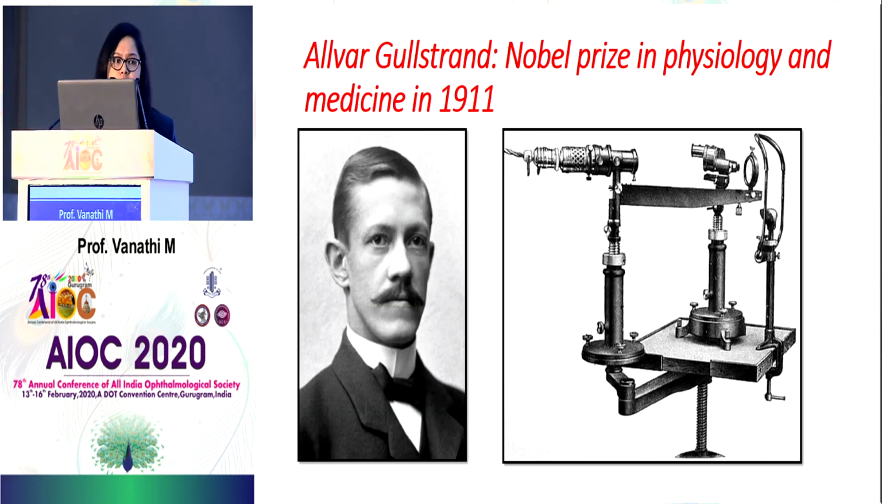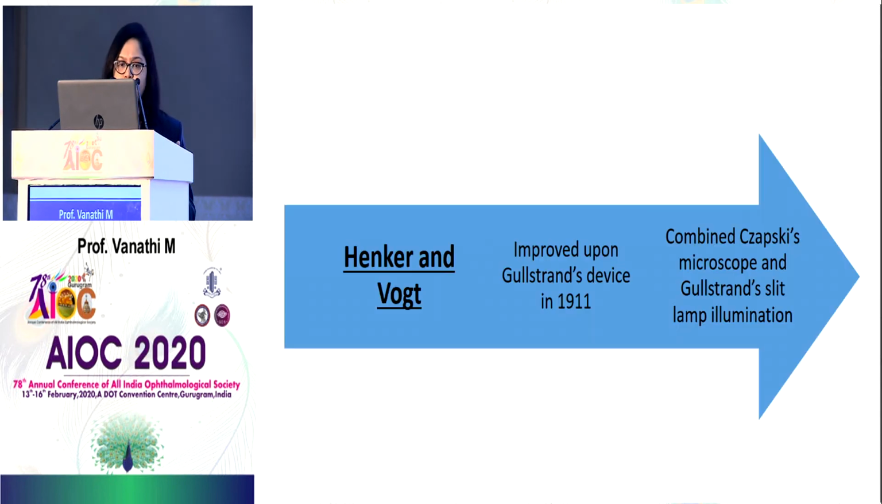And you all are familiar with this gentleman, Allvar Gullstrand, who got the Nobel Prize in Physiology and Medicine on the 3rd of August, 1911 for the invention of the slit lamp. First he started with a basic model which was like an ophthalmoscope. Later it was modified into a slit lamp by Henker and Vogt, who improved his device by combining Czapski's microscope and Gullstrand's slit lamp illumination.